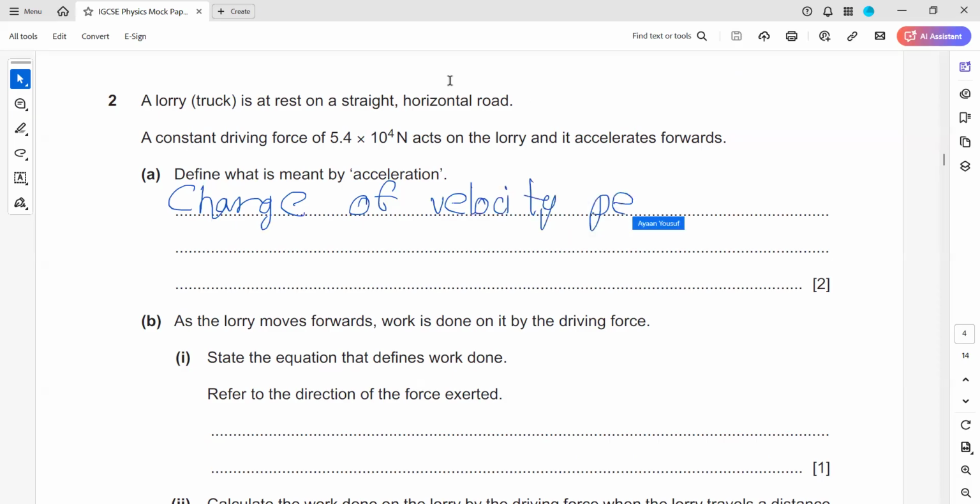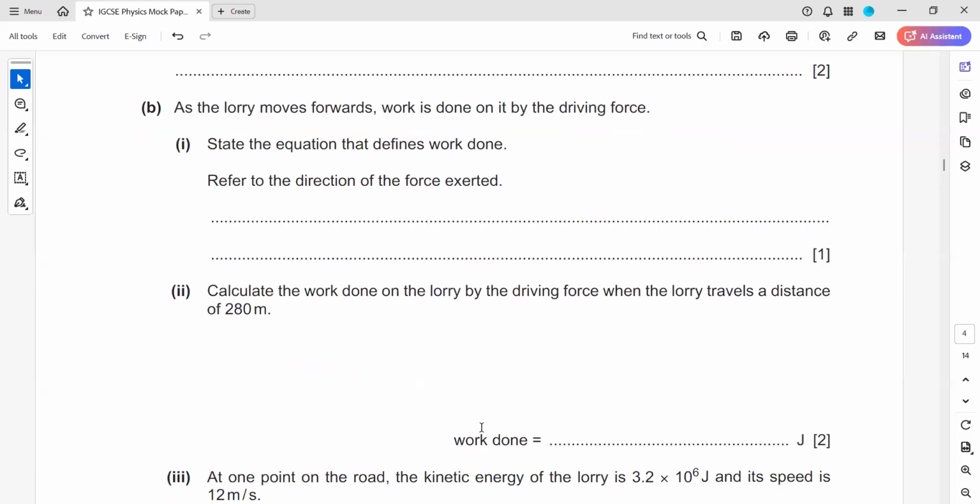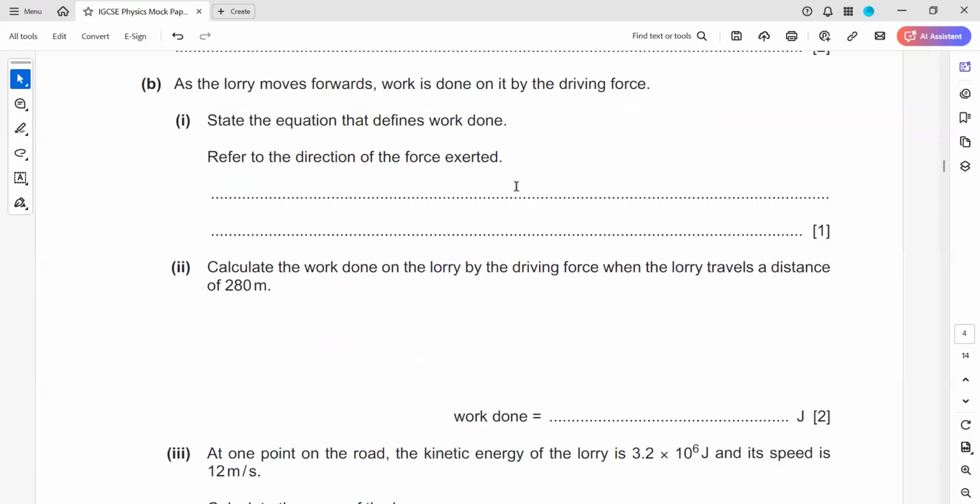To define what is meant by the term acceleration: acceleration is a change in velocity per unit time. That is a 2-mark definition. 1 mark is for referring to the change in the velocity, and 1 mark is for referring to the time.